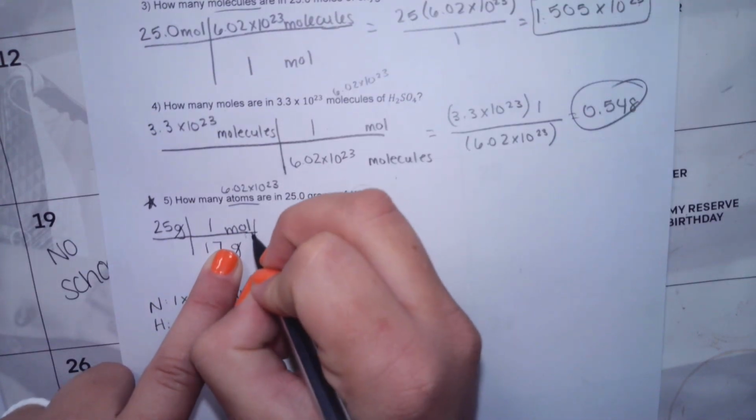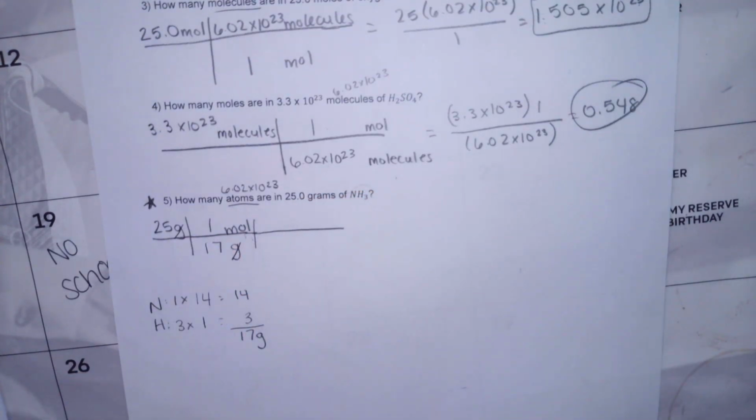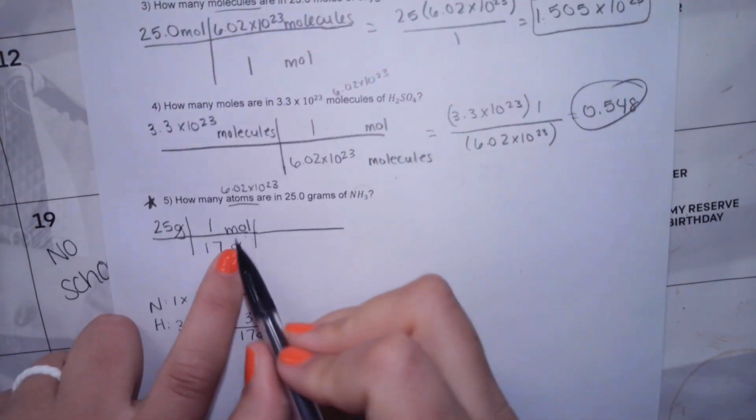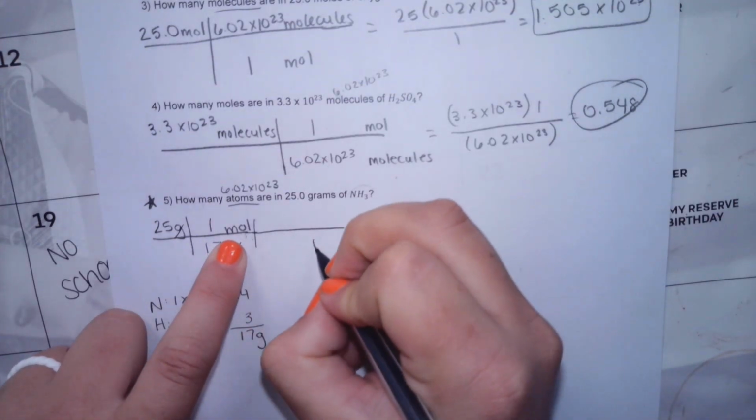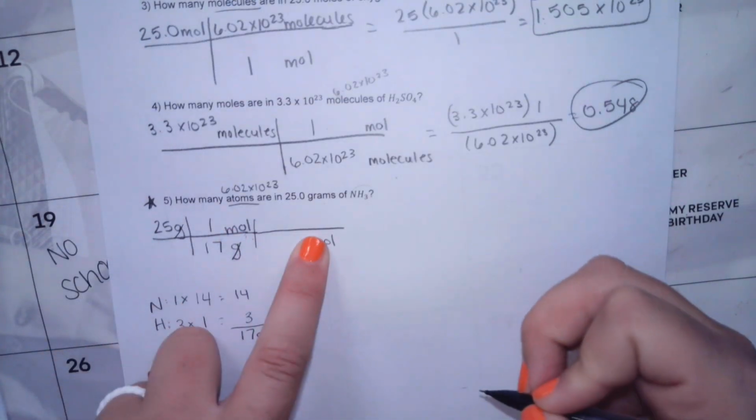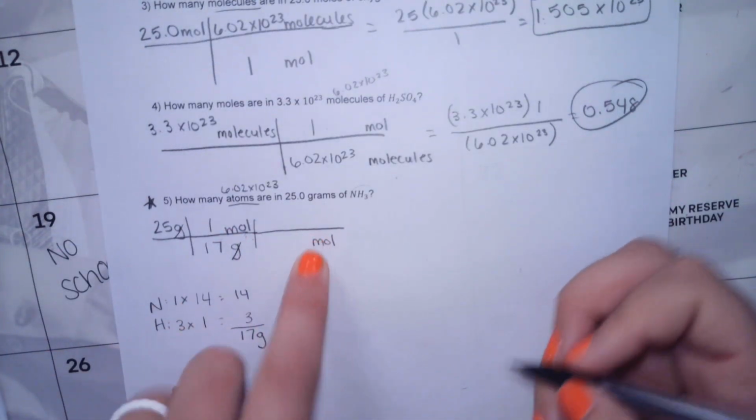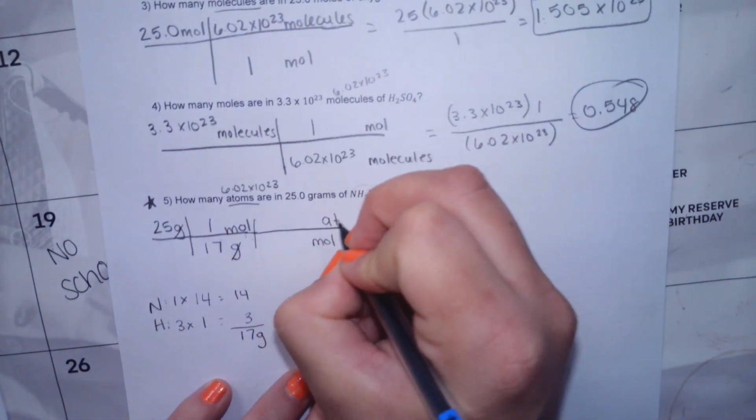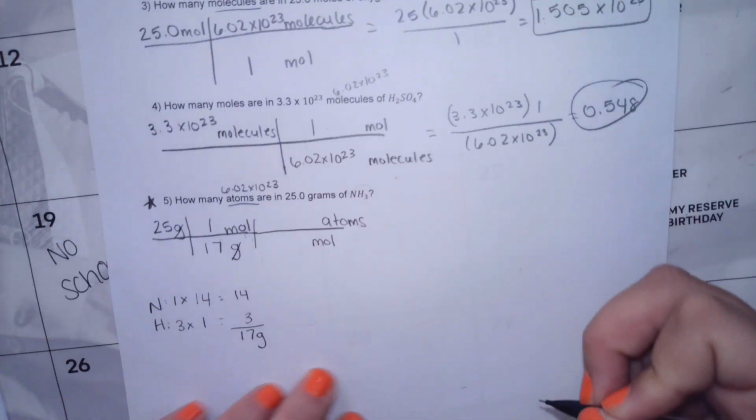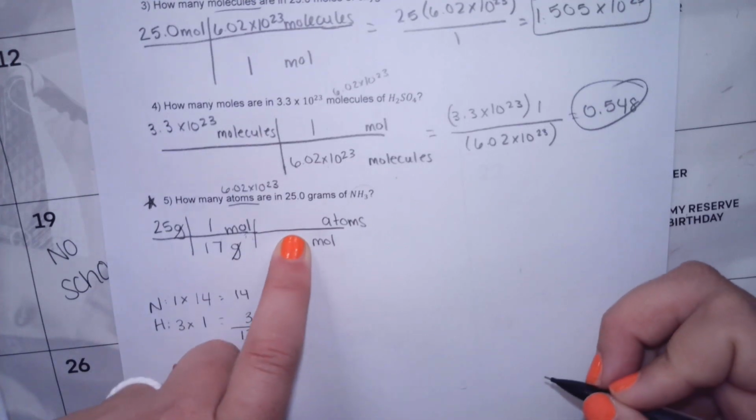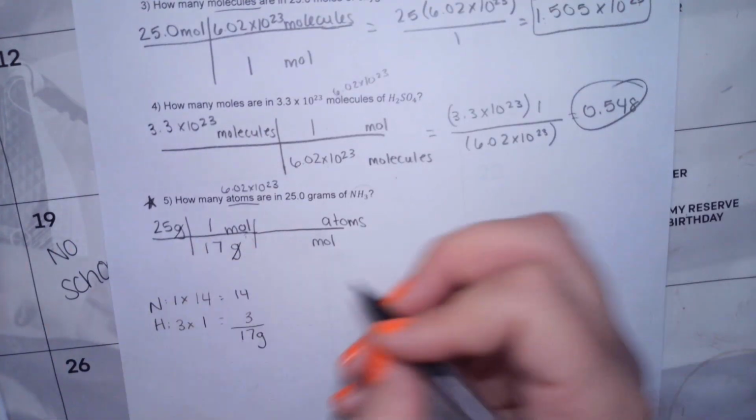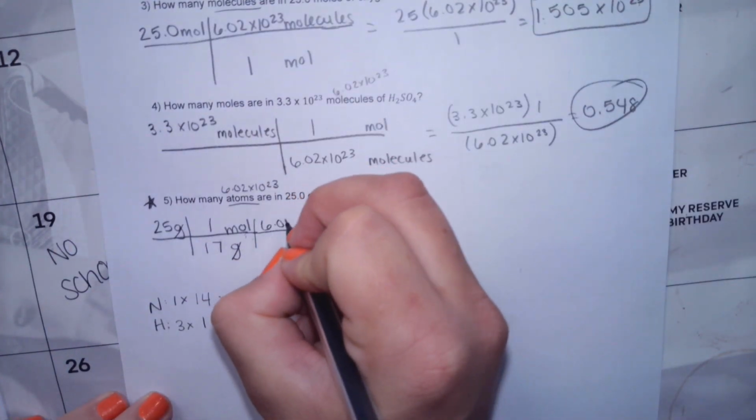So we're going to add another box. And in this part, we're trying to get rid of moles. So where are we going to put it now? On the bottom. What are we trying to get to on the top? Atoms. Beautiful. And what number do we put next to atoms? What's our magic number? Perfect.